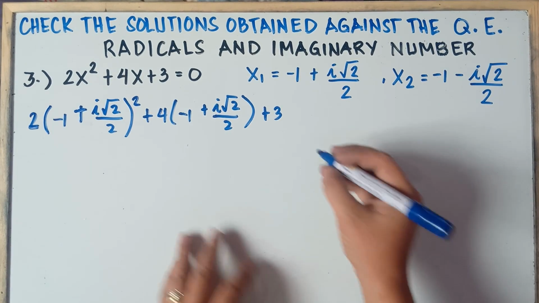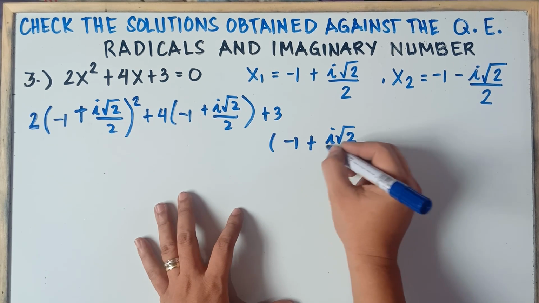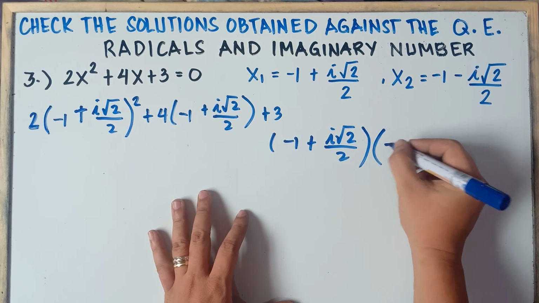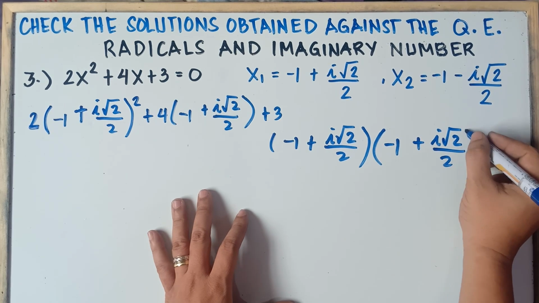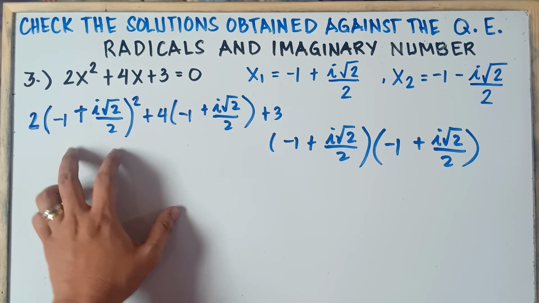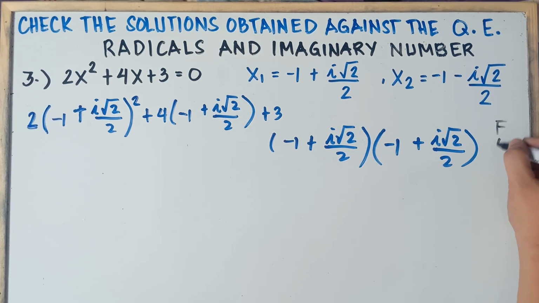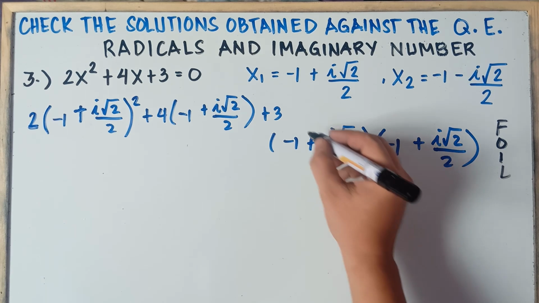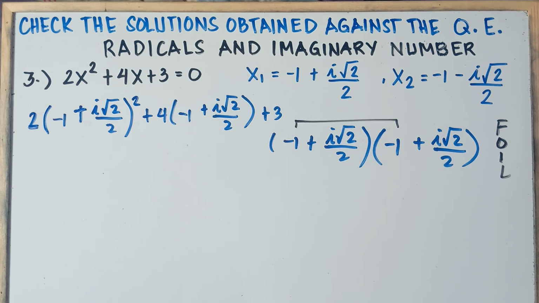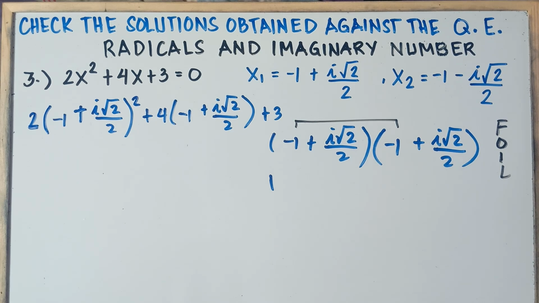Alright, so this will be (-1 + i√2)/2 multiplied by (-1 + i√2)/2. You multiply this expression by itself. And then we use the FOIL method, class. Just remember, FOIL: first, outer, inner, last. So first, -1 times -1, that would be +1. So -1 times -1, negative times negative is positive, 1 times 1 is 1.